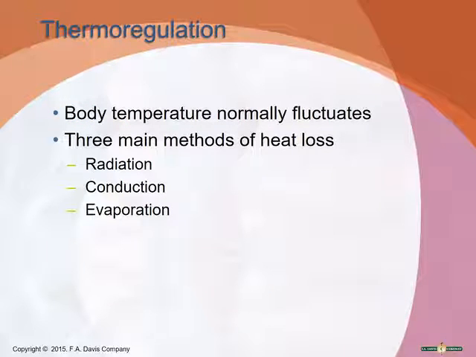So we've talked about thermal regulation before. Your body temperature normally fluctuates. The heat is what results as a byproduct of the chemical reactions occurring in cells. There's three main methods of heat loss or heat transfer.